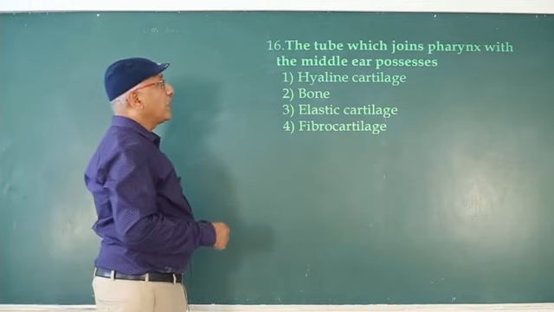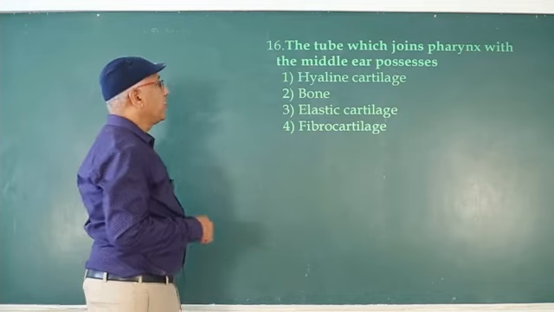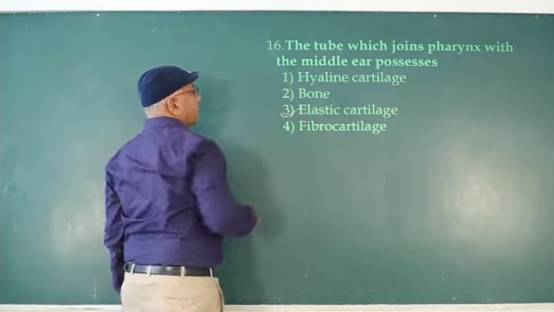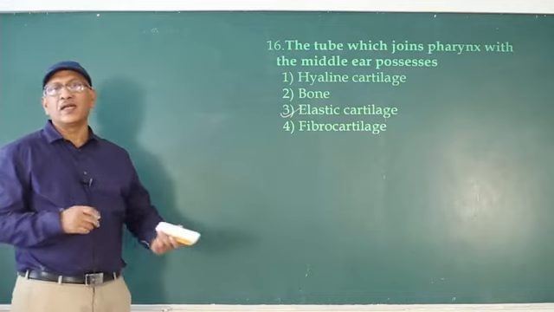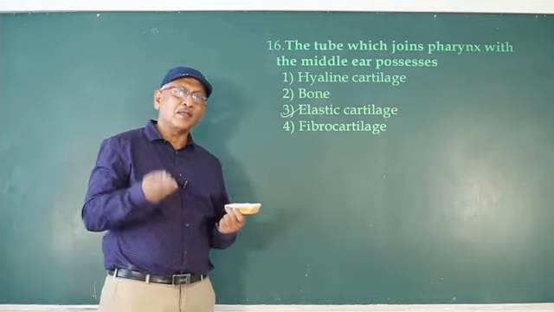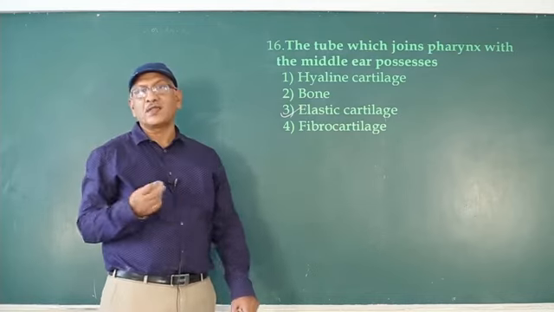The tube which joins the pharynx with the middle ear possesses, that tube is the Eustachian tube. Eustachian tube contains elastic cartilage. We already discussed the 3 E's: Eustachian tube, epiglottis, ear pinna. All these 3 contain elastic cartilage.